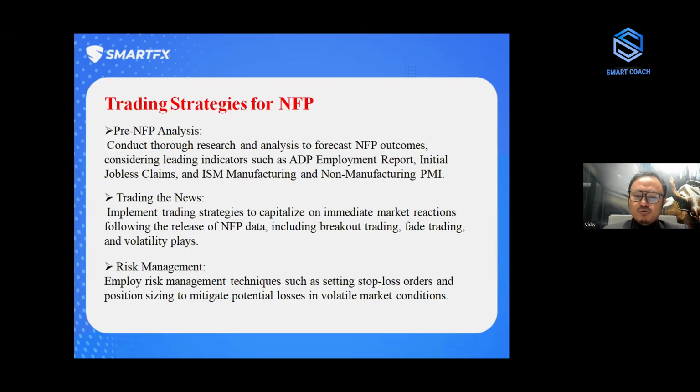So we have already seen all the consequences, and we have seen the real market. We have understood what NFP is and how powerful the data is. So let's continue further. Let's talk about the trading strategies for NFP, what kind of strategies we should have in order to trade during the time of NFP, non-farm payroll. Okay, so it's a pre-NFP analysis.